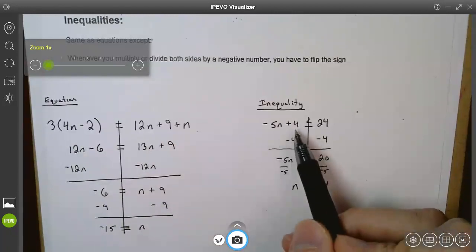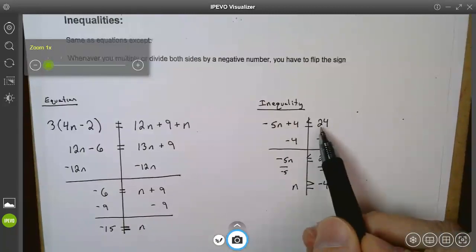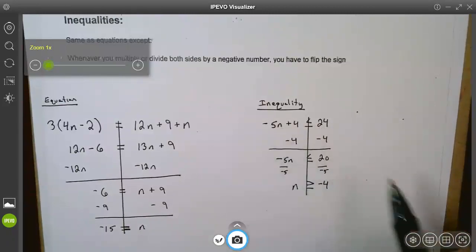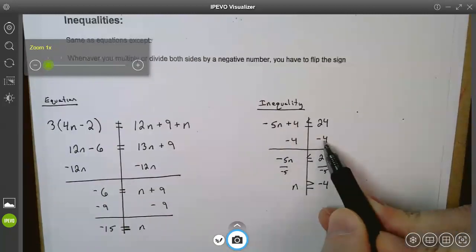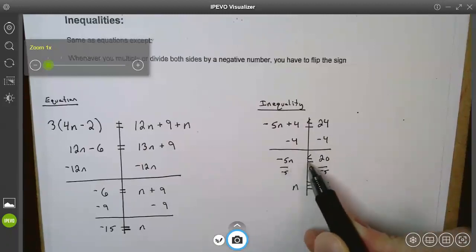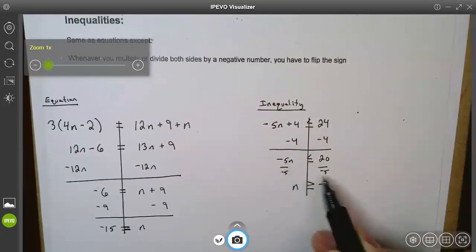When we have an inequality, step 1, simplify, already is. Step 2, variable on one side, already is. Step 3, variable by itself. To get rid of plus 4, we minus 4. That gives us negative 5n less than or equal to 20. The symbol comes down. Then to get rid of times negative 5, we divide by negative 5.